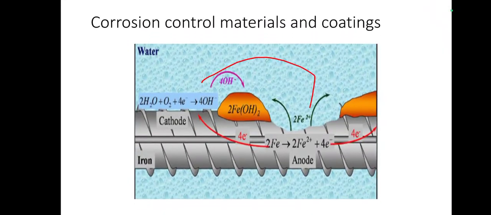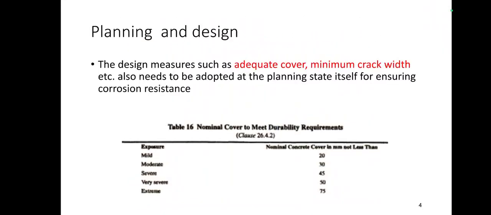With this idea we will see what the control methods are. Corrosion control can be done at the starting stage itself, when we are planning and designing. Our IS code, IS 456-2000, tells about the cover depth to be provided for various exposure conditions: mild, moderate, severe, very severe and extreme. For extreme condition we can give a cover depth of 75. It has to be decided in the planning stage itself what type of environment it is, so that we know what type of cover we have to provide.